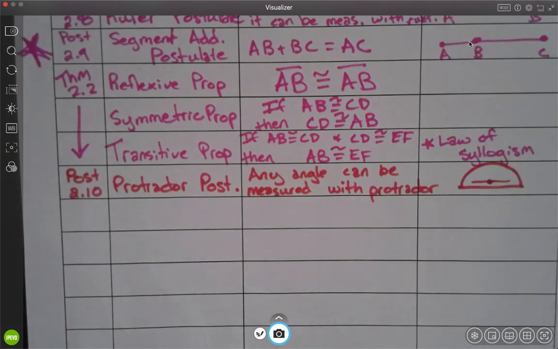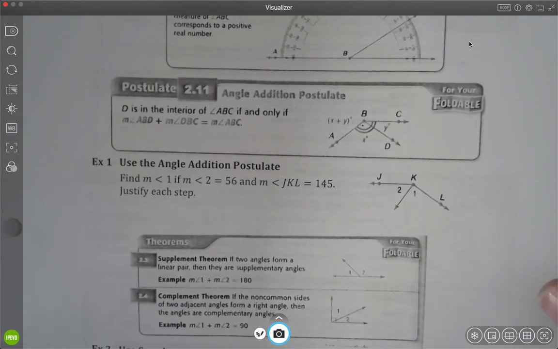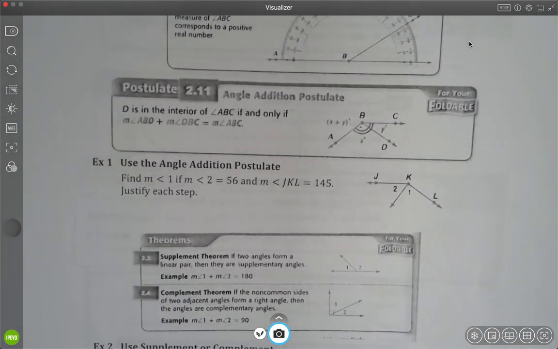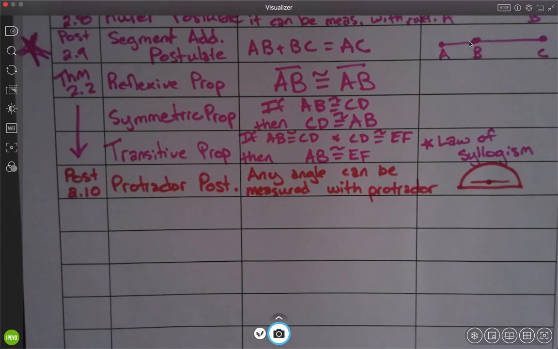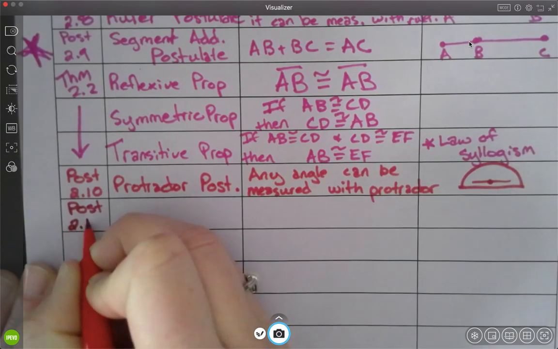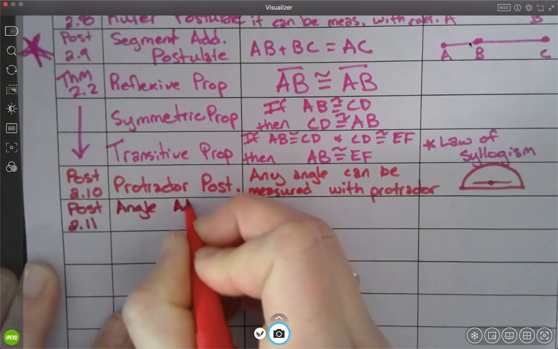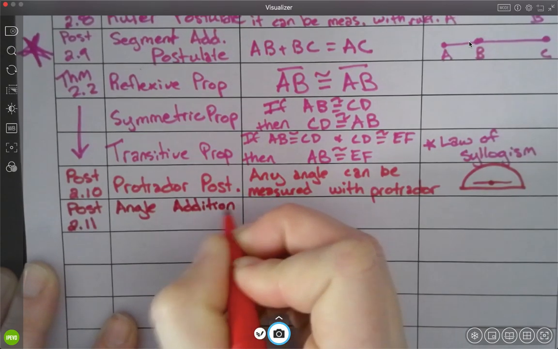Okay. All right. Next. Postulate 2.11, if you're following along in your notes. Postulate 2.11 is the angle addition postulate. What do we do in the angle addition postulate, do you think? Probably add angles. That's a brilliant idea. The angle addition postulate.